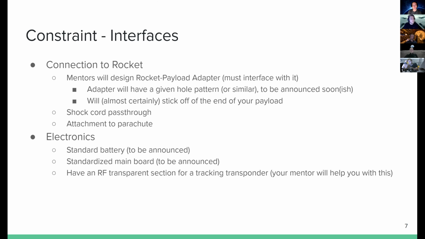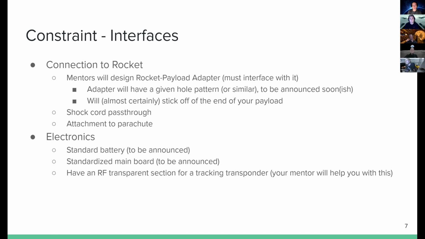So we're going to standardize that, to allow you to focus on the payload side of things and allow the airframe kids to focus on the rocket itself. The mentors of both mechatronics and airframe are going to co-design this and just hand it to you. You can just treat it as a black box and assume it's going to work. We will do our best.